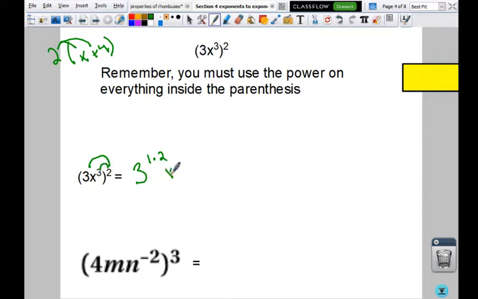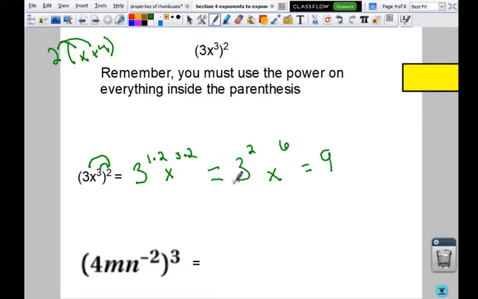I'm going to get x to the 3 times 2. So it's like a backwards distribute. So I got to put that exponent of 2 on everything. So I'm going to have 3 to the 1 times 2 is 2. And I'm going to have x to the 3 times 2, which is 6. And then because 3 squared, that's a nice one. What is 3 squared? 9. I thought it was a nice one, but you guys hesitated. It's 9.